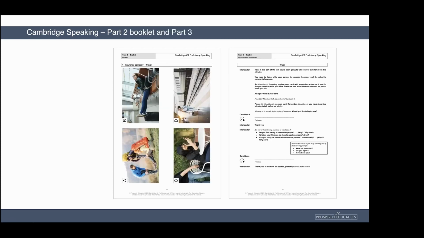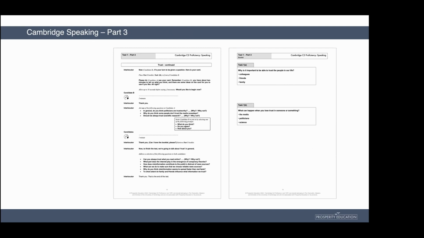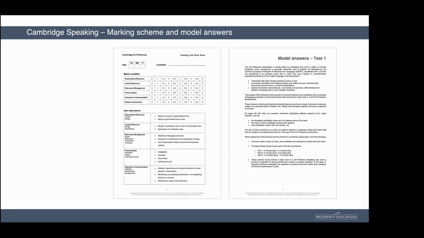And you can see going through the parts, here is the colored booklet for part 2. But I want to bring your attention to the back matter of our speaking books. Again, there is a mark sheet breaking down the marks that are available for this exam, but we also provide in each of these books a set of model answers.